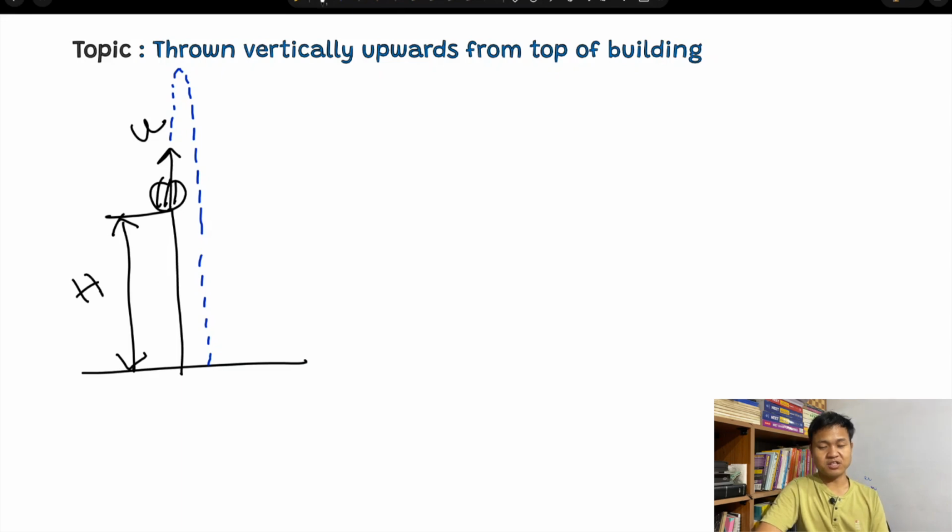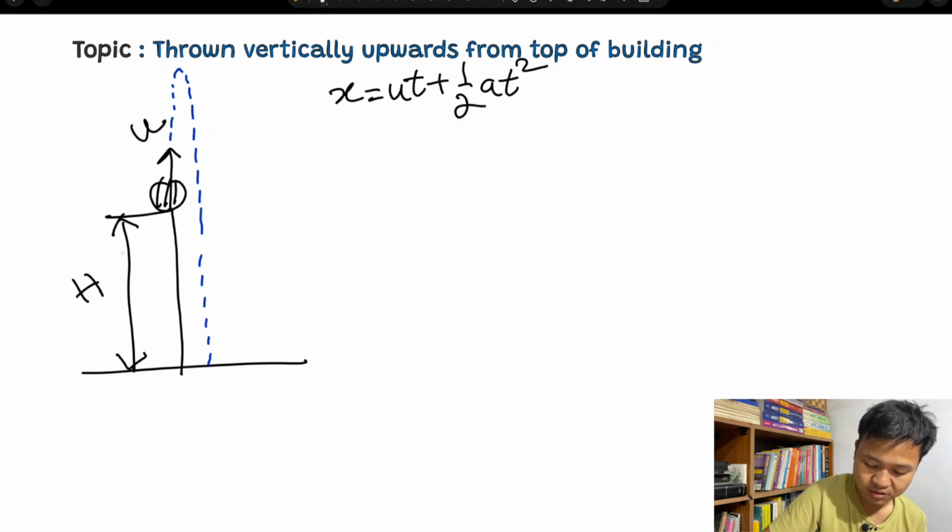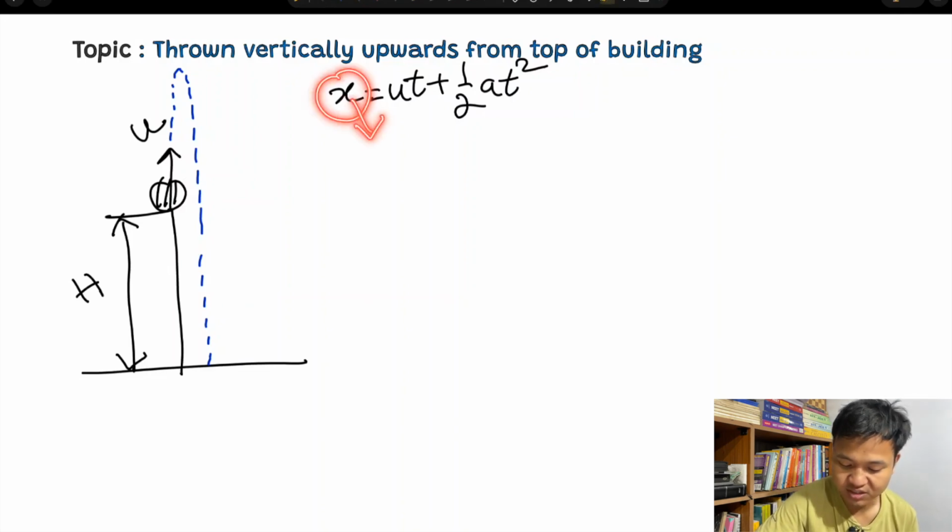What is the first question? How much time will it take to reach the ground? Now, the second question: what is the speed with which it will hit the ground? To find out the time, see here, the formula: x equals ut plus half at square. Here x is the displacement.